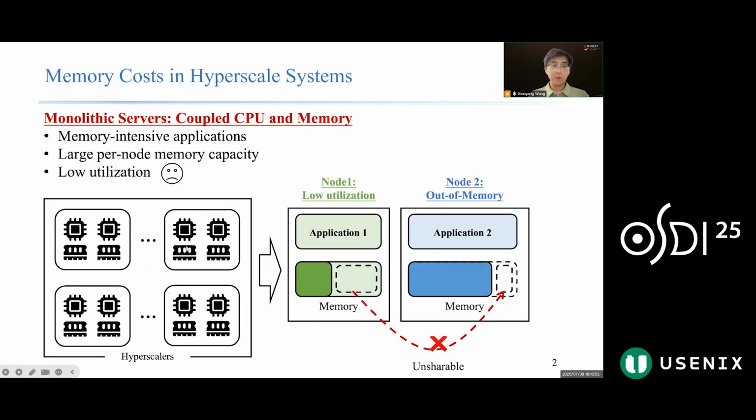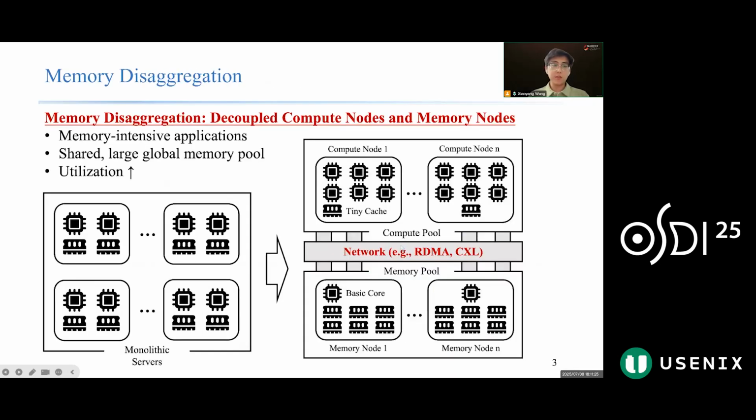In the traditional monolithic server architecture, CPU and memory resources are tightly integrated within each node. To meet the growing demands of memory-intensive applications, monolithic servers are required to provision large amounts of memory. However, this often results in low memory utilization, as a large portion of memory may remain unused and unshareable to other nodes. As a result, the rising cost of memory has made disaggregated memory an appealing solution.